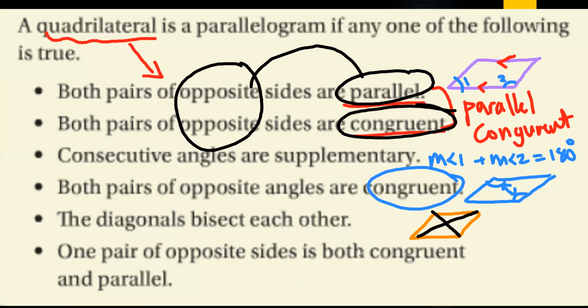Is it clear? Yes, Miss. Teacher, must all of them be there in this shape? Yes, in order to say that it is a parallelogram. Okay, Miss.